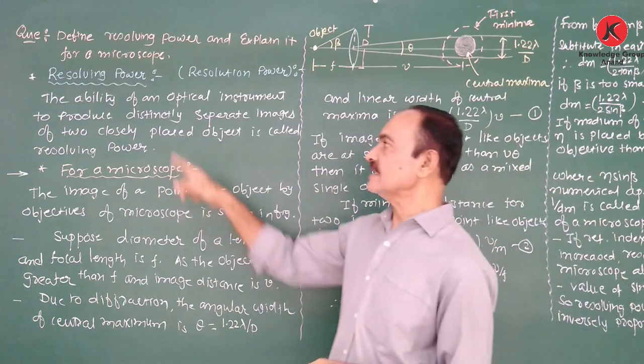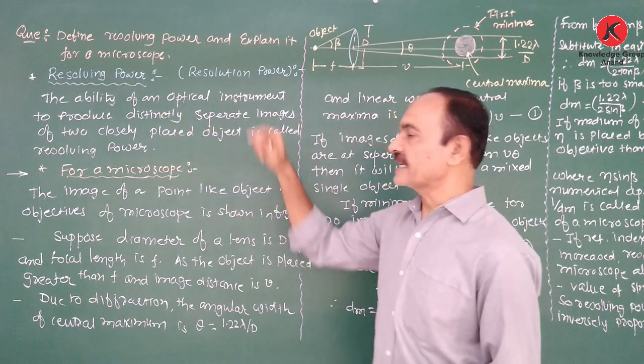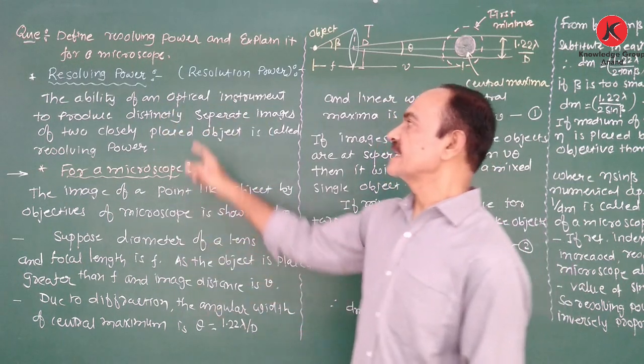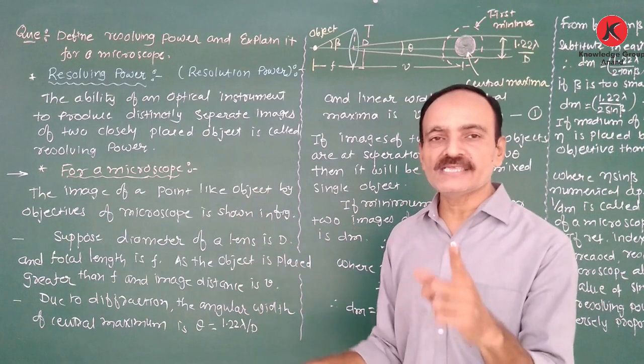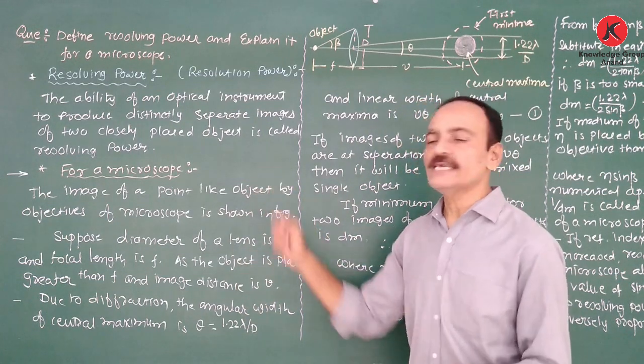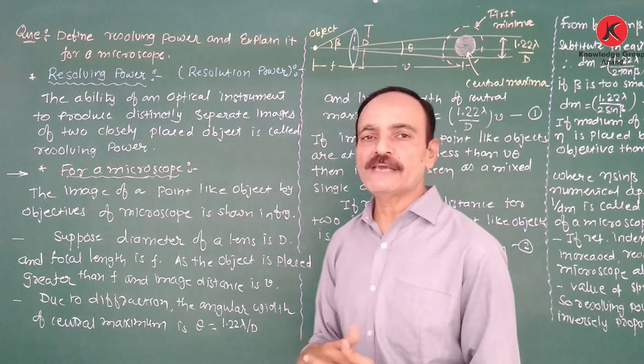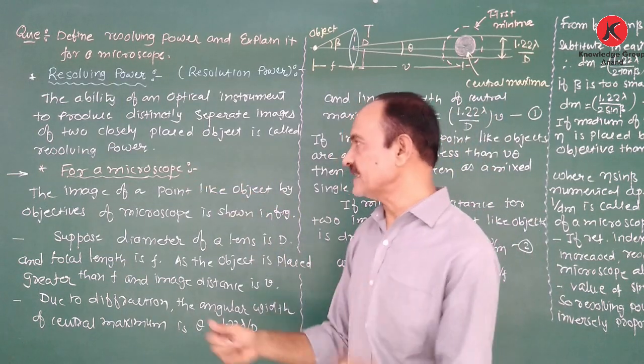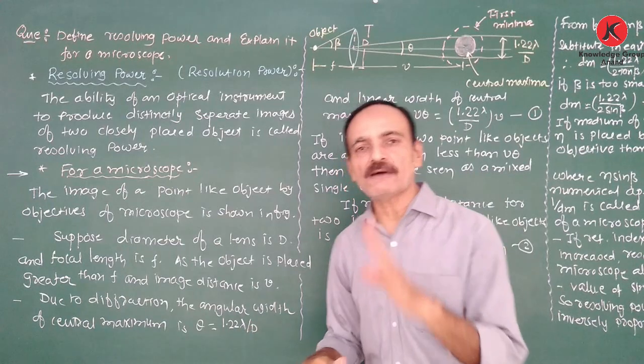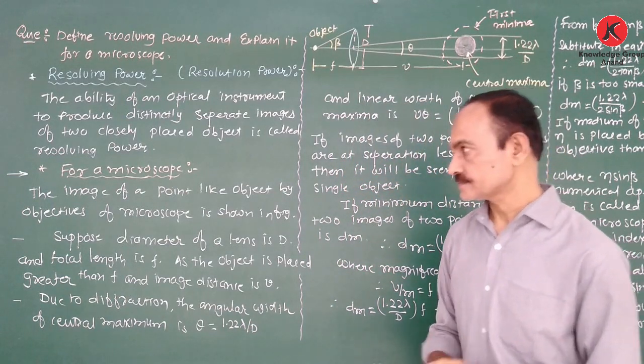Again, what is the definition? The ability of an optical instrument to produce distinctly separate images of two closely placed objects is known as resolving power. After that, we discuss the resolving power of a microscope.